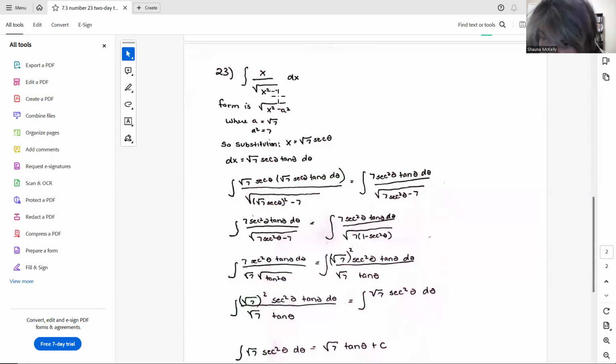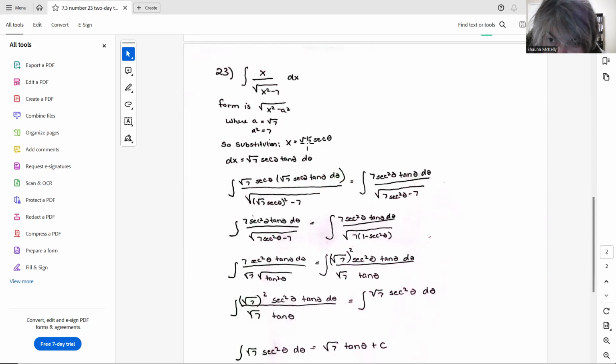Notice that 7 is not a perfect square, but I can write this as the square root of 7 squared. So remember that that's a trick that we use often. So a is the square root of 7, a squared is 7. So the substitution that we're going to use is a secant theta. So a is the square root of 7. It's the square root of this constant. So x is square root of 7 times the secant of theta.